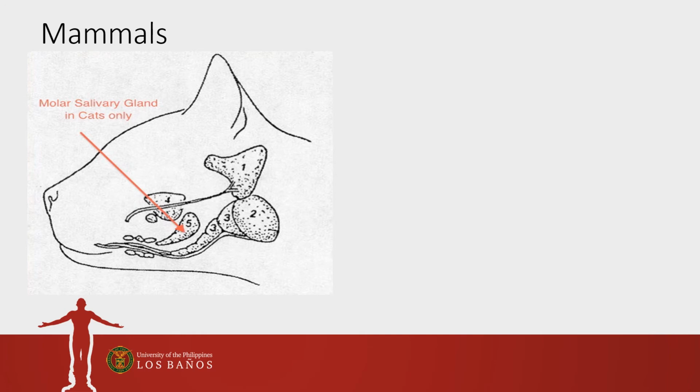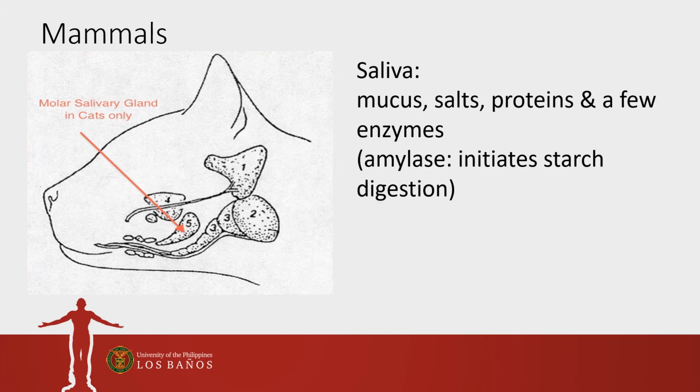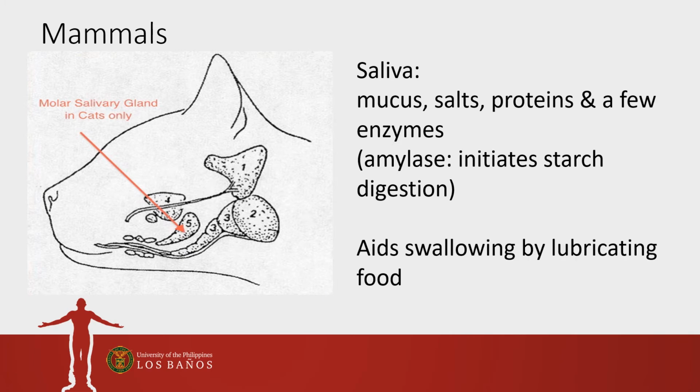In mammals, the saliva contains mucus, salts, proteins, and a few enzymes. Like for example, salivary amylase or ptyalin that initiates starch digestion. Saliva also aids in swallowing by lubricating food. There are 5 pairs of salivary glands in the cat: the parotid, submandibular or submaxillary, sublingual, infraorbital, and molar glands. Ducts from the submandibular and sublingual glands run anteriorly and release secretions into the floor of the buccal cavity.